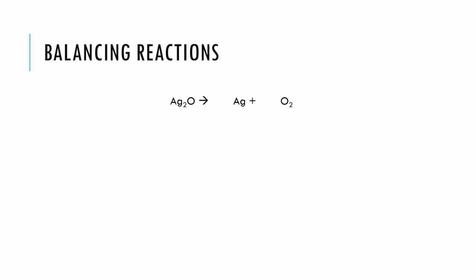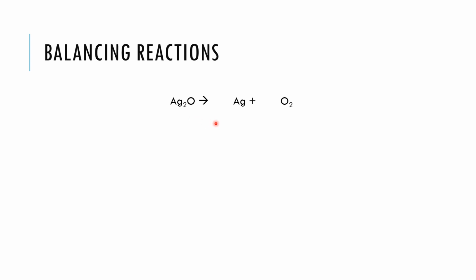The first one is going to be silver oxide to silver plus oxygen. Now let's take a peek at what we're dealing with in our reaction. We have one reactant here. We have silver oxide, Ag2O. This means in silver oxide there are two silver atoms and one oxygen atom. The 2, or the subscript, will always come after the element. In the case of oxygen, there is no number after it, which means that there's just an implied 1 there.